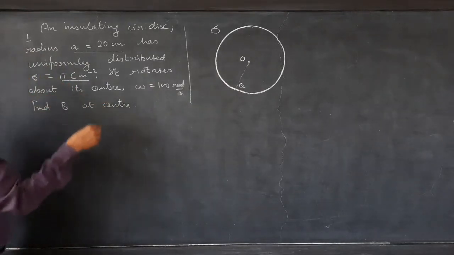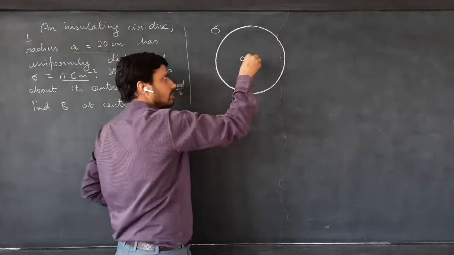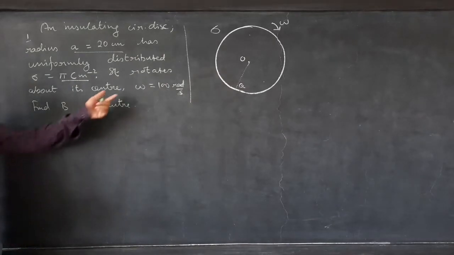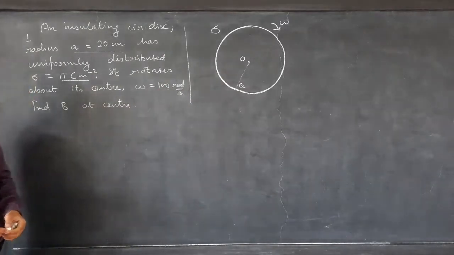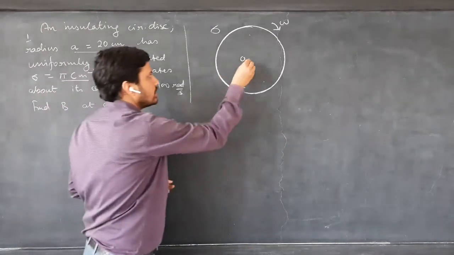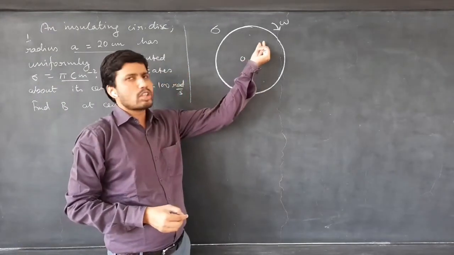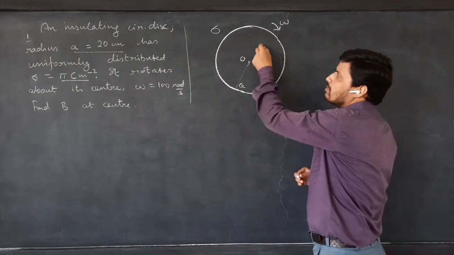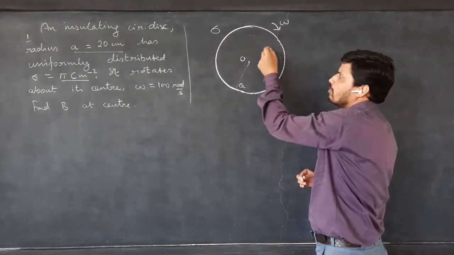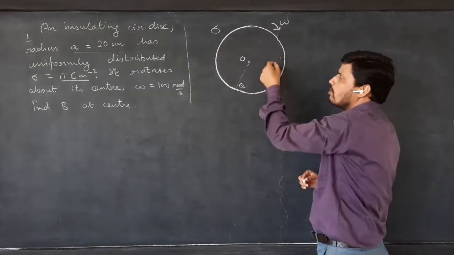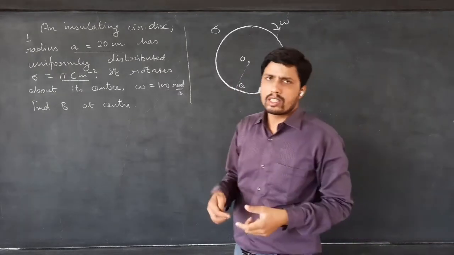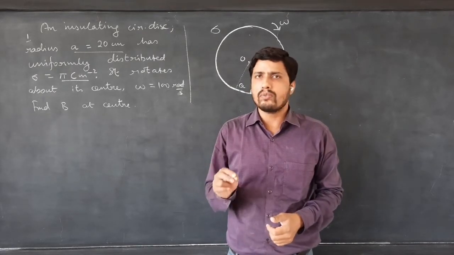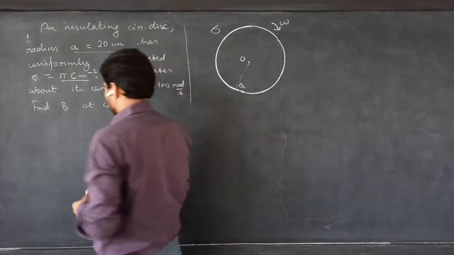This disk rotates about its center. So about this center, it is rotating with some angular speed that is constant and is given as 100 radians per second. We have to find magnetic field at the center. See, if you see a particular thin strip of this particular disk, it will have some charge because of this surface charge density. Basically, if you see a point charge over here, it will move in a circle. Now, charge moving in a circle is just like a current loop, and that current loop will have some magnetic field at the center. So we have to find the current.